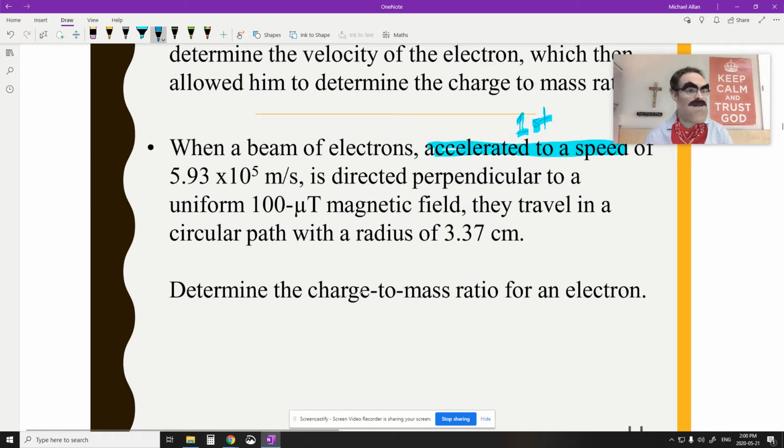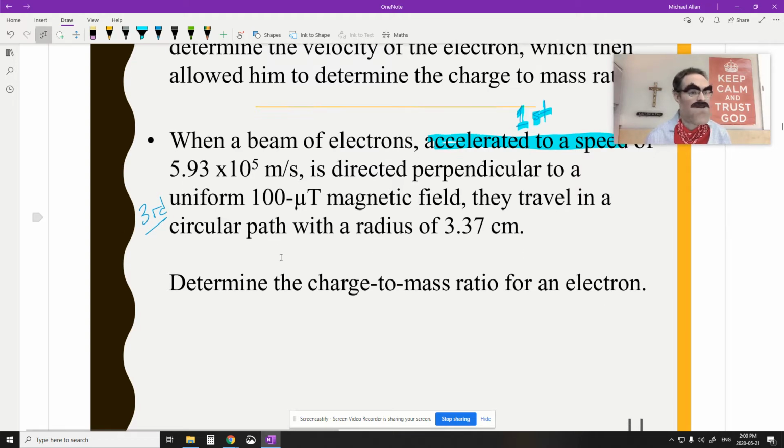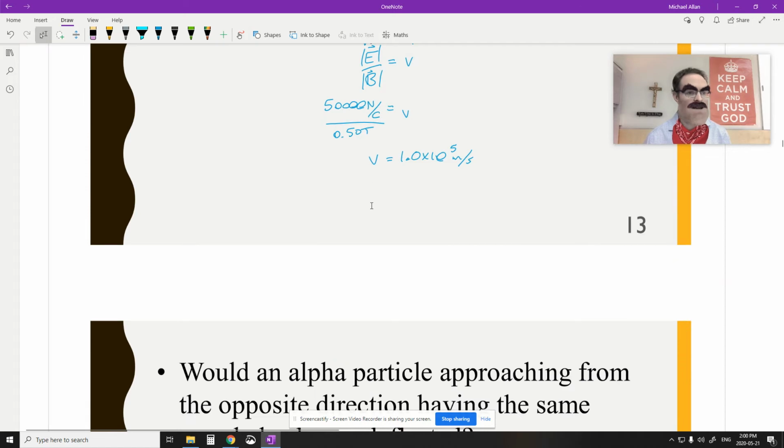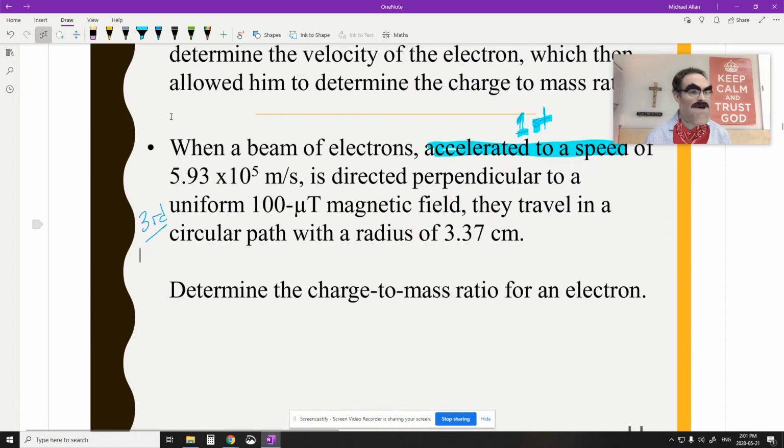So this is the third part of his little device here. They use a different speed in this question. We're not going to use the 100,000 here; we're going to use the 593,000, but that's okay. We'll use that one.